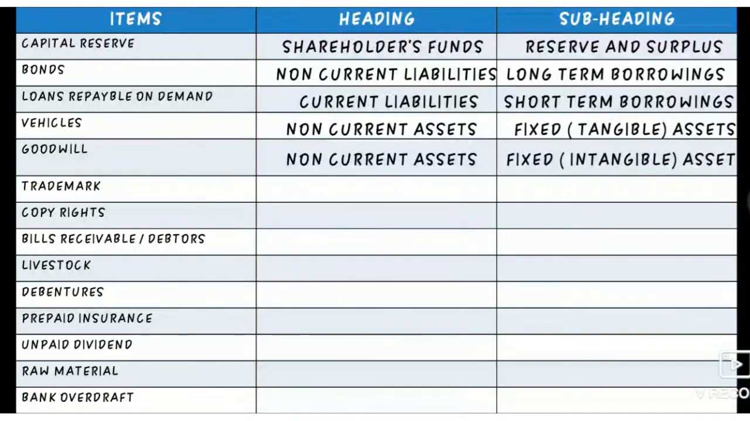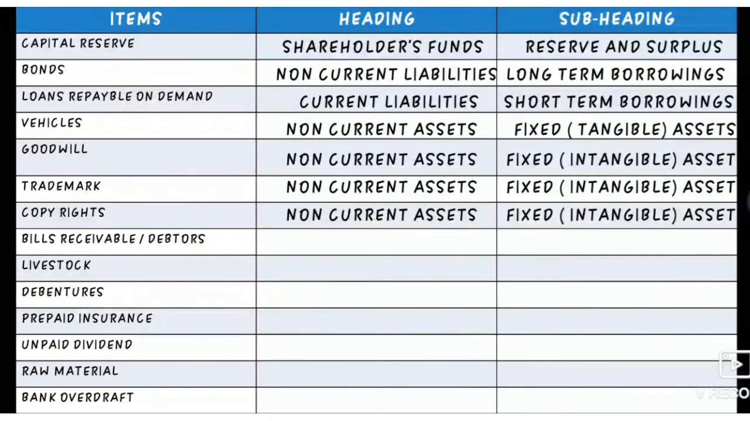So the subheading will be fixed intangible asset. Next is trademark, and copyright is also there. So trademark, copyright and goodwill, three of them are having same headings and subheadings. We cannot touch them, we cannot see them, but they are our assets. So all of these three come under same heading and subheading, that is non-current assets and fixed intangible asset.